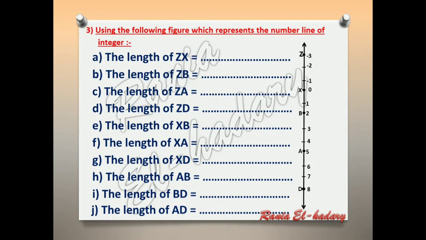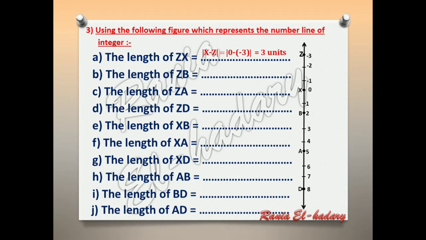Number 3. Using the following figure which represents the number line of integer. Letter A. The length of zx. To find the length of zx, doing absolute of what? X difference z. What is the number of x? Yes, 0. So write 0 minus what? Z equal negative 3. Write in the absolute. 0 minus negative 3 equal 3 units. The answer is positive number.